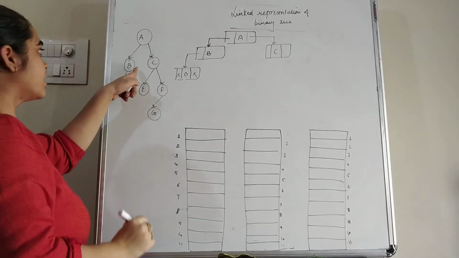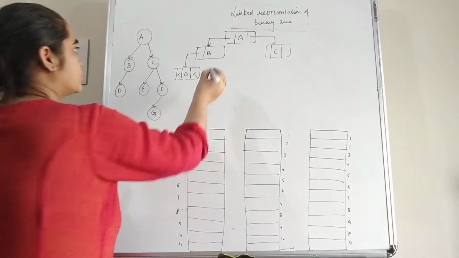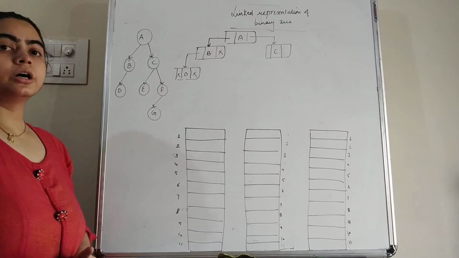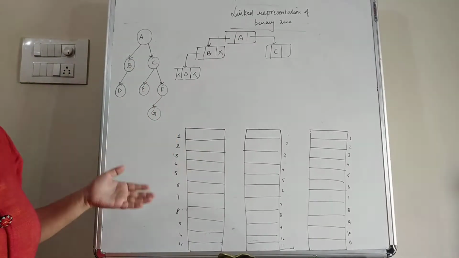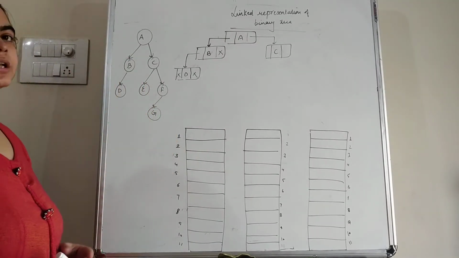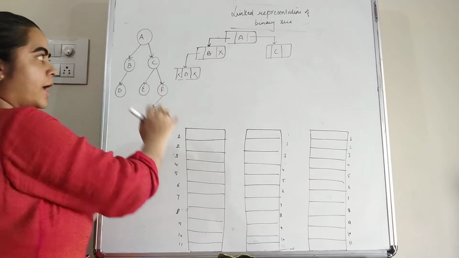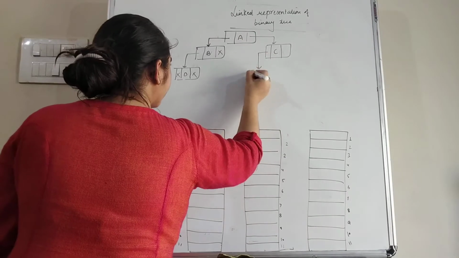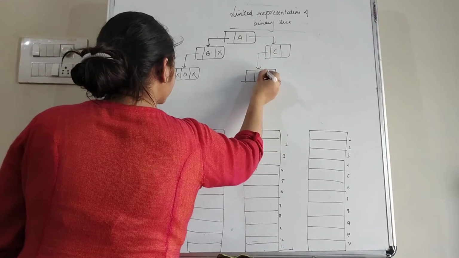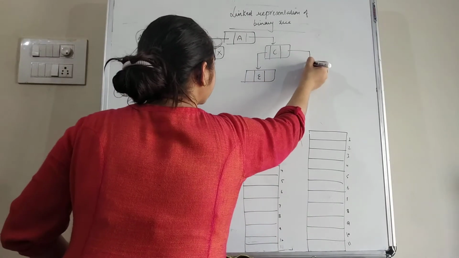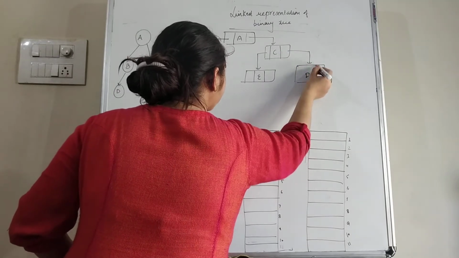Next, there is no right child for B. So here we can also put the null pointer, because there is no further node connected on the right side of B. Now for C you can see there are both left and right children. So from the left side there is a connection to the E node, and on the right side there is a connection to the F node.